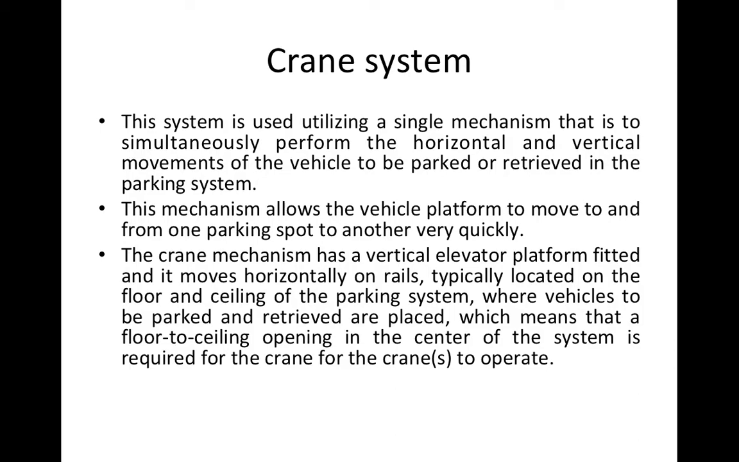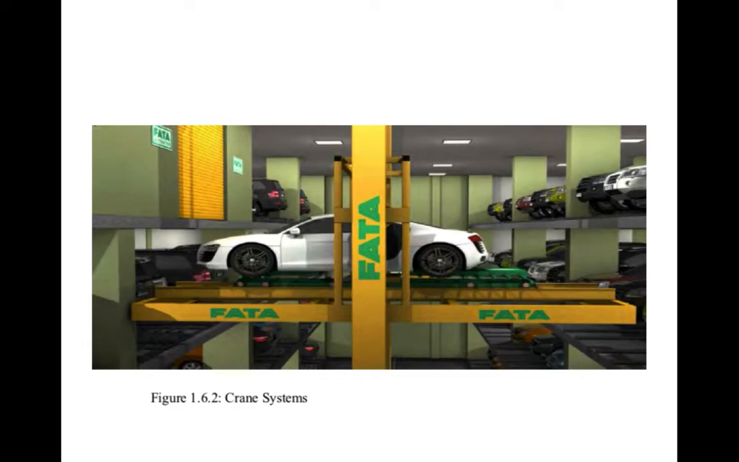Next, a crane mechanism has a vertical elevator platform fitted, and it moves horizontally on rails, typically located on the floor and ceiling of the parking area where vehicles to be parked and retrieved are placed, which means that a floor-to-ceiling opening in the center of the system is required for the crane to operate. I'll explain how the system is working.